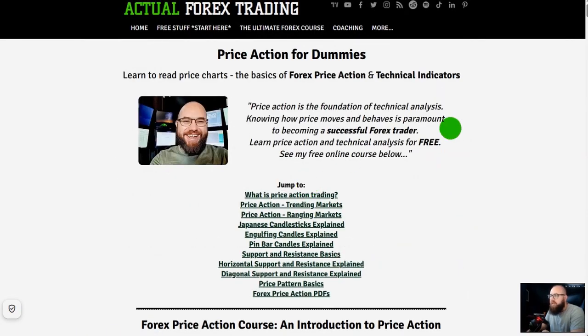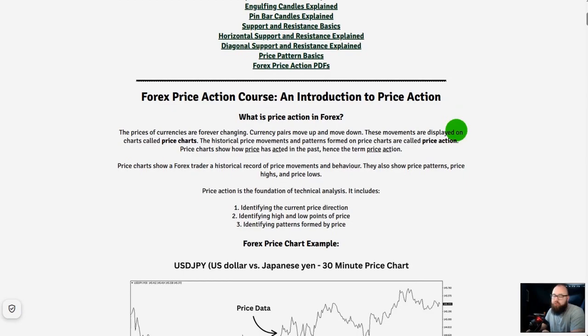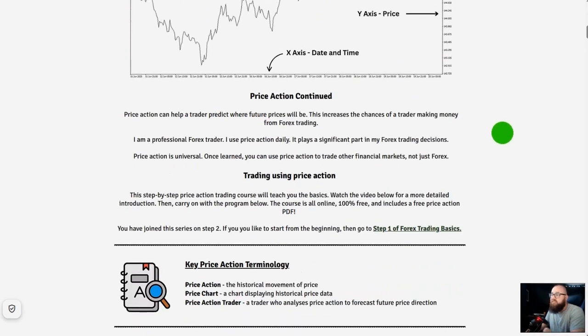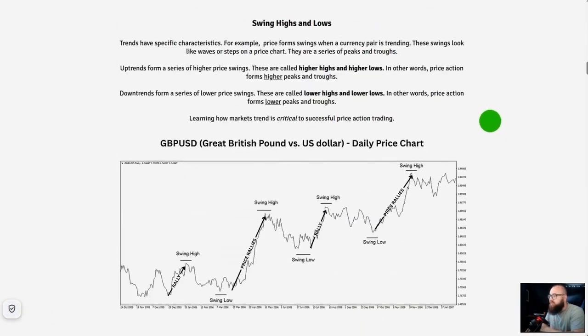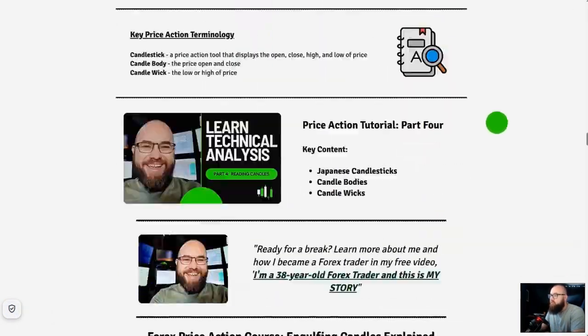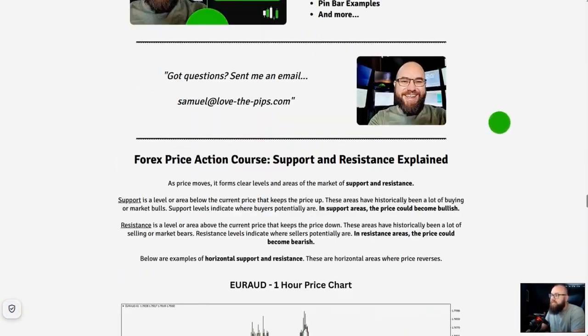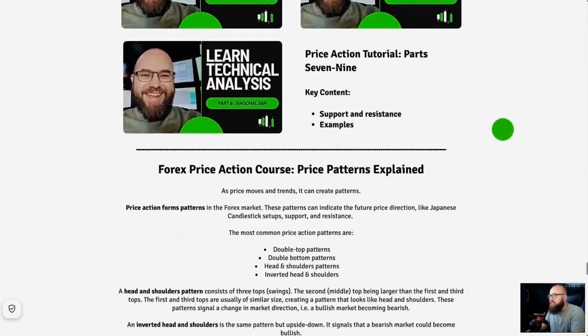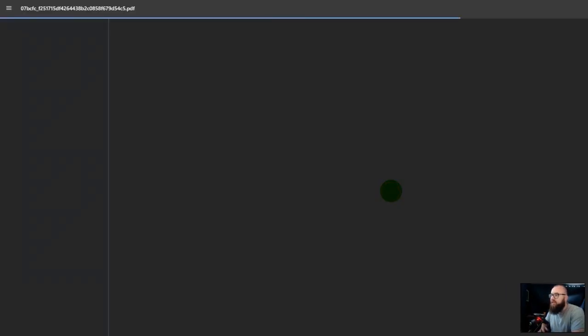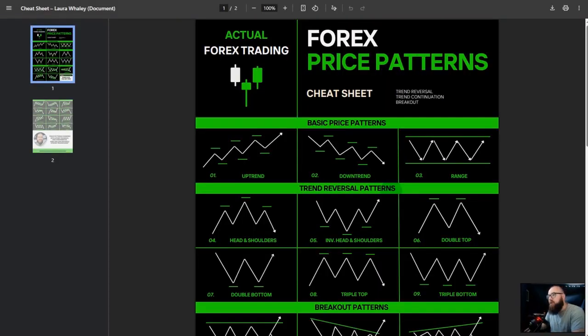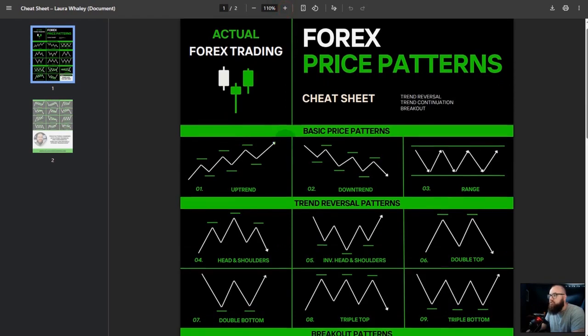It's on step 2, which is technical analysis. If you don't know the basics of price action or technical analysis, such as ranges, trends, uptrends, downtrends, then take this free course. You can just work through this course, learn the basics, including Japanese candlesticks, price action setups. But right at the bottom of this page, we have my free price patterns cheat sheet. If I click on that, you can download this too. This is what I'll be using in this video, going through these patterns.